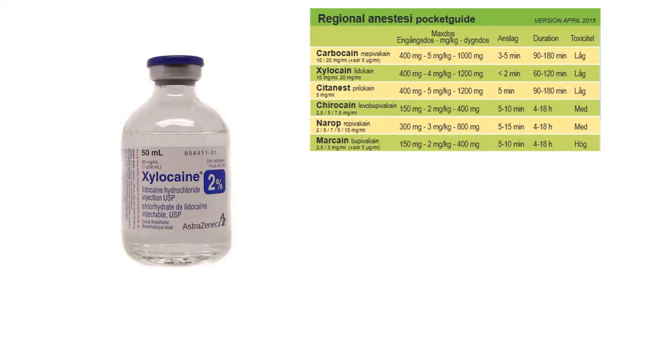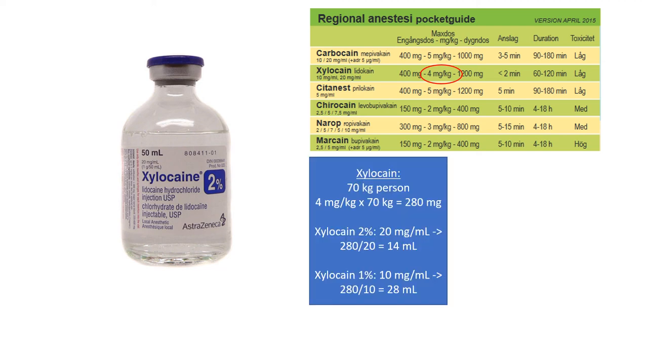So let's go through just a few examples so we have some figures in our head. We usually use Xylocaine. 4 milligrams per kilo is the max dose. So for a 70 kilo person, that would be 280 milligrams. 2% is an old way of saying 20 milligrams per milliliter. So that would be 14 milliliters for a 2% solution, and for 1% it would be 28 milliliters. So if you have a large wound, you are usually close to that limit.